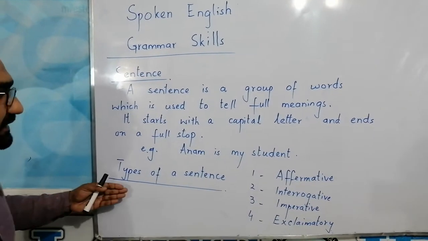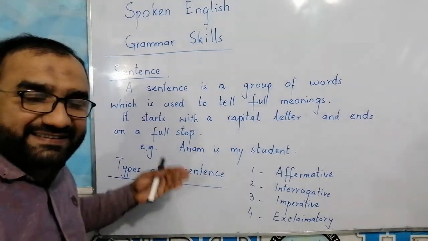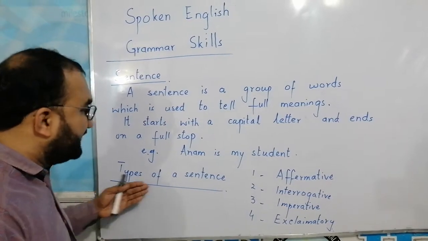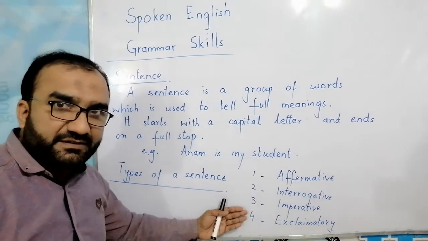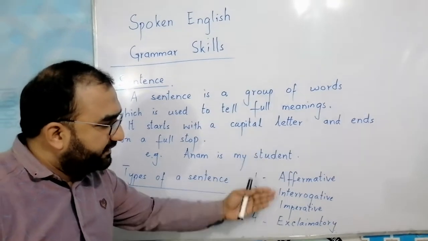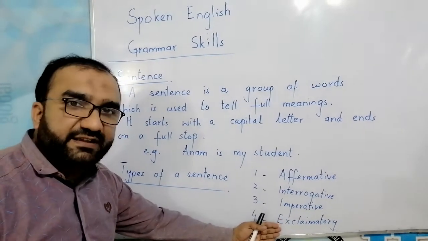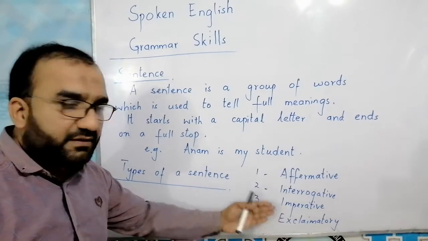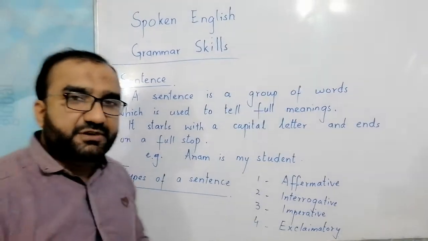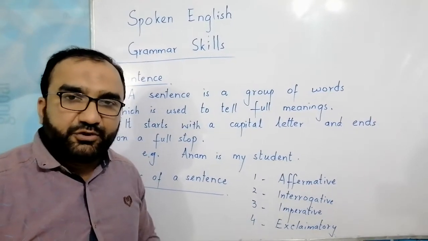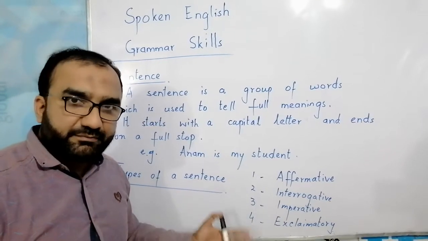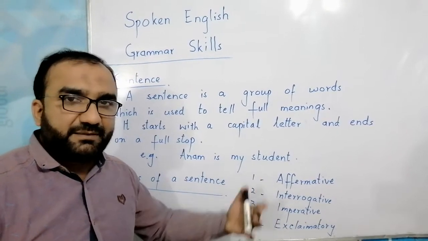So first of all, in this lesson, you should know that there are 4 types of sentence: affirmative sentence, interrogative sentence, imperative sentence, and exclamatory sentence. Basically, this is the introduction of sentence, and in our next video we shall tell about the details related to the types of sentences.